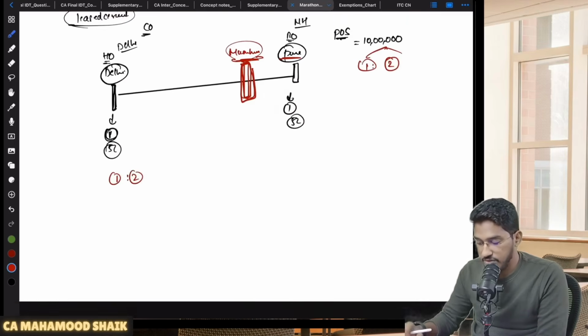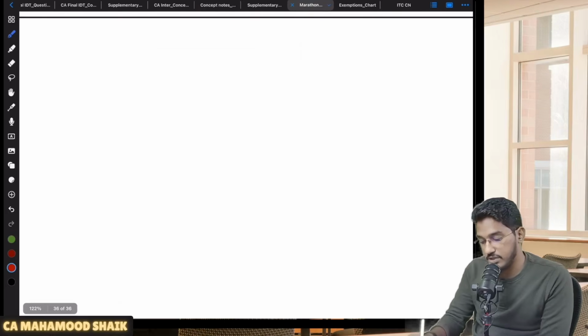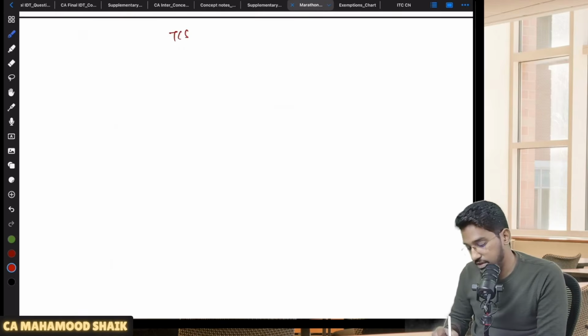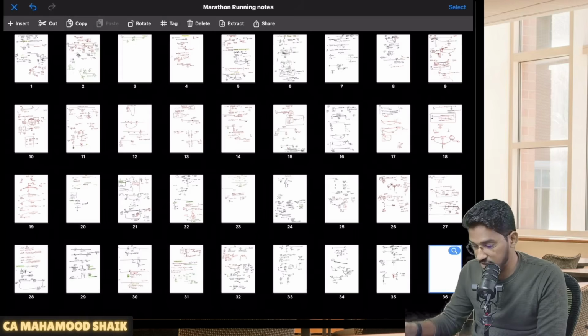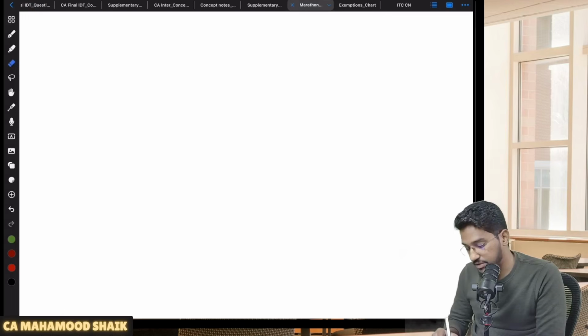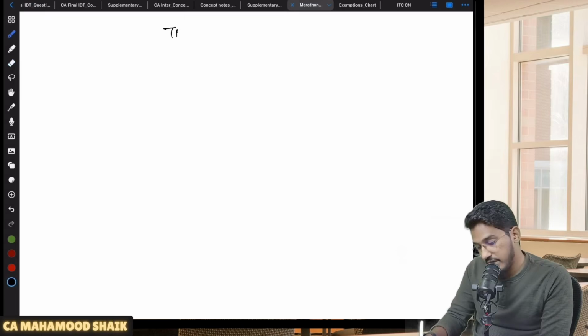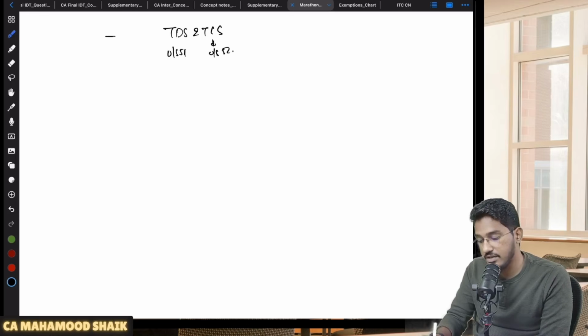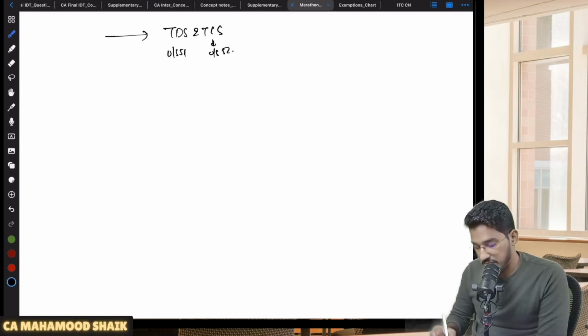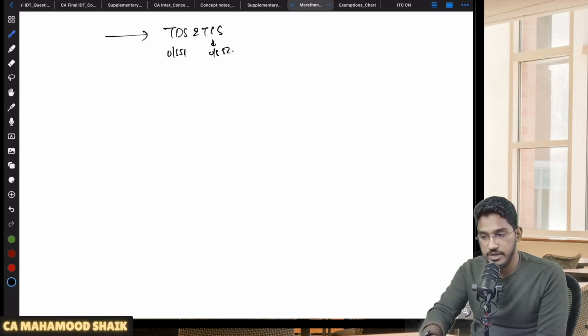Now the next chapter which we will pick up for revision is going to be TCS and TDS. We will try to complete both. One small chapter, 2 sections, section number 51 and 52. TDS is under section number 51 of the CGST Act, TCS under section number 52 of the CGST Act. This small chapter we will try to wind up, but before that let us take one short break.